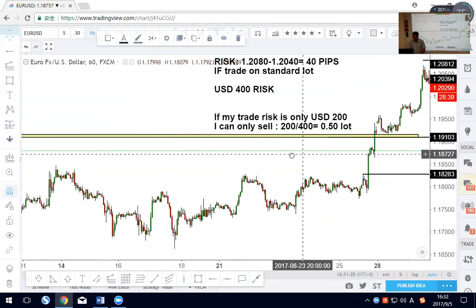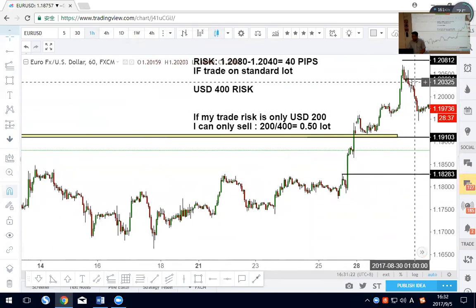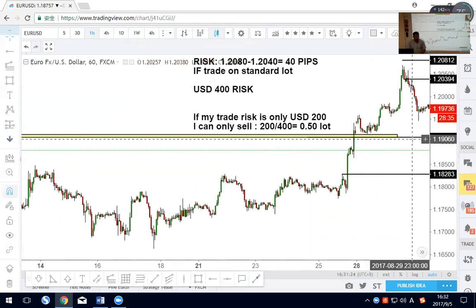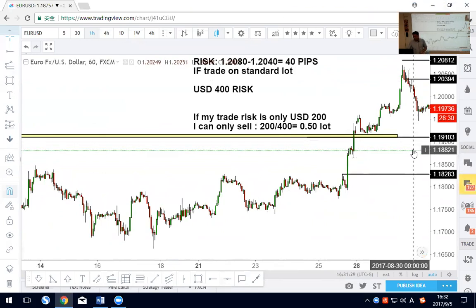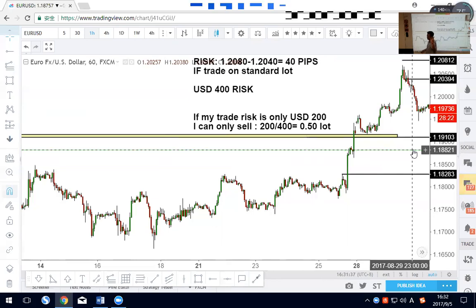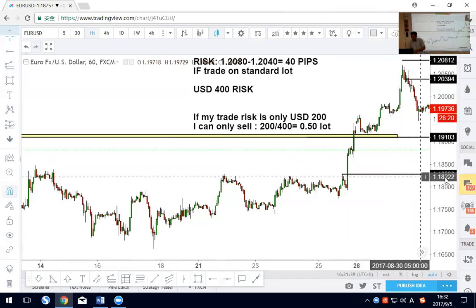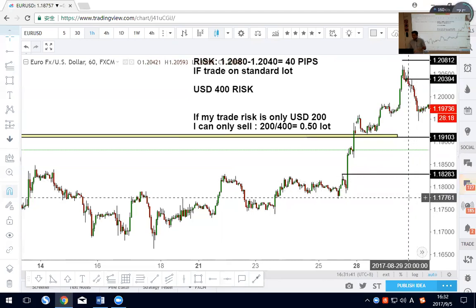And let's measure if the price falls from 1.2040 to 1.1910. How many pips is that? That is 130 pips, right? So we are risking 40 pips for a reward of 140 pips. That is about a 3 times risk reward ratio. If this goes even lower to 1.1828, congratulations, you earn 200 pips. So 40 to 200, that is 1 to 5. This is how we want to trade.